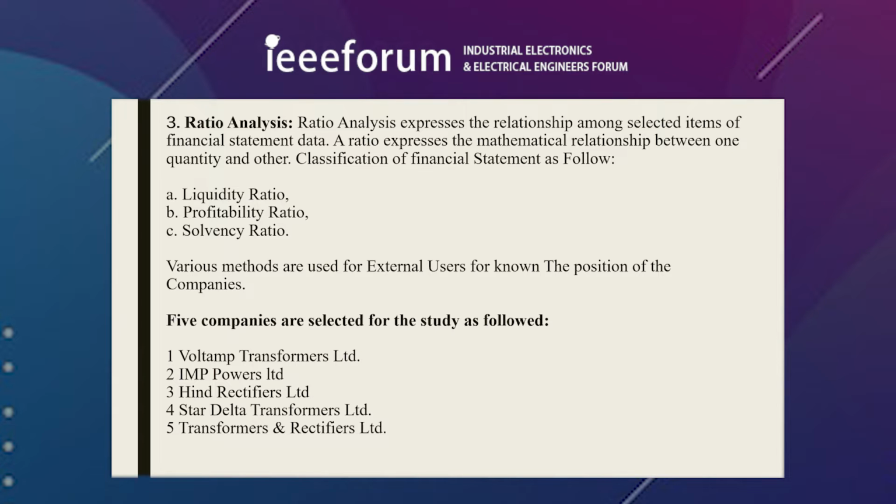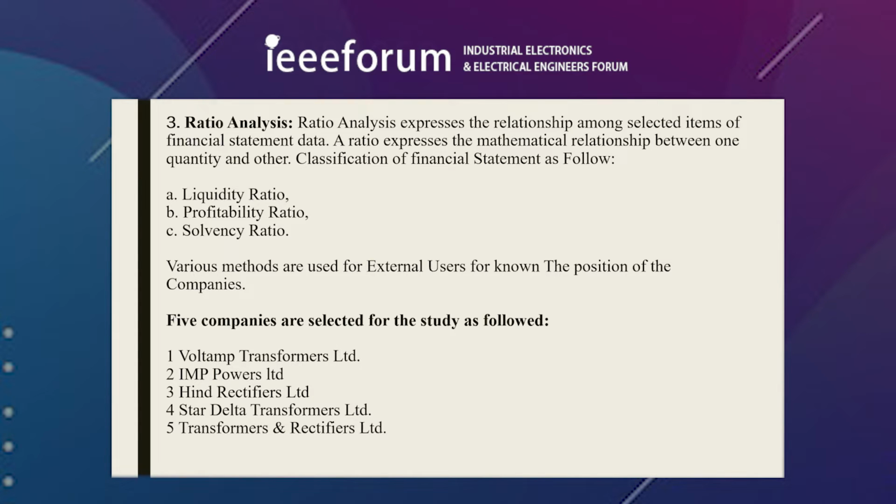The classification of financial ratios is as follows. Liquidity ratios measure the short-term ability of the company to pay its maturing obligations and meet unexpected needs for cash. Second is the profitability ratio, used to measure the income or operating success of a company. Third is the solvency ratio, which measures the ability of the company to survive over a long period of time.